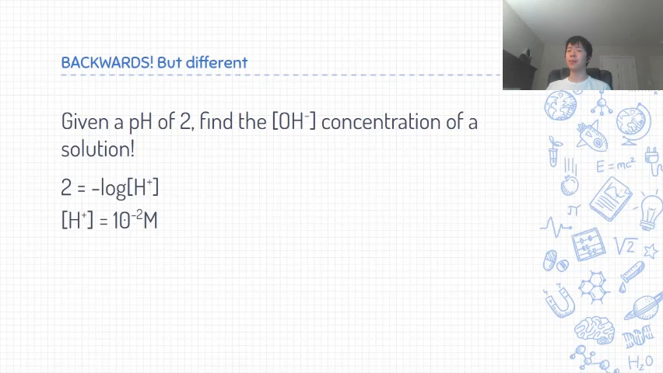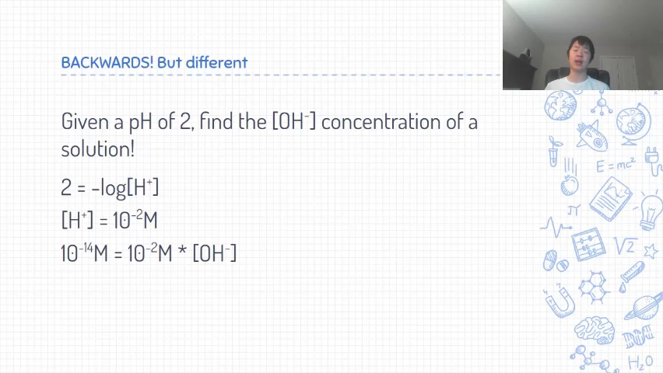Now, using this number, we're actually going to use the equation we mentioned earlier, which states that 10 to the negative 14 molar is always equal to the two concentrations multiplied by each other. So by plugging the H plus concentration in, we can then find the OH minus concentration, which is 10 to the negative 12. And so we found the OH minus concentration. So for example, from here, if I wanted to find the pOH, I could just take the negative log base 10 of this, and I'd find a pOH of 12.